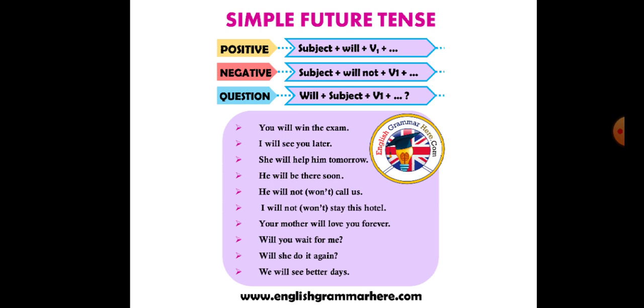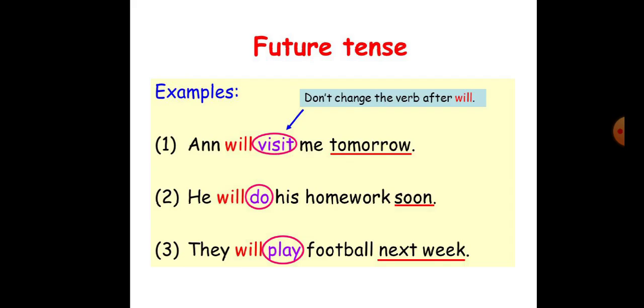Will you wait for me? Question form. Will she do it again? Question form. We will see better days. This is the positive form. Don't change the verb after will. You see, she will visit me tomorrow. He will do his homework soon. They will play football next week. You cannot change the verb's form at the time of future tense. You have to write the base form of the verb.